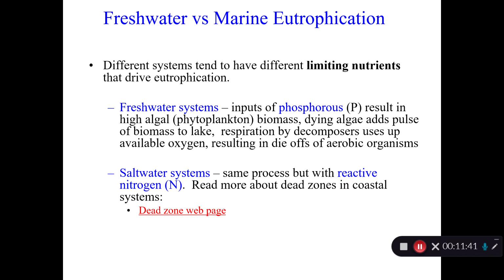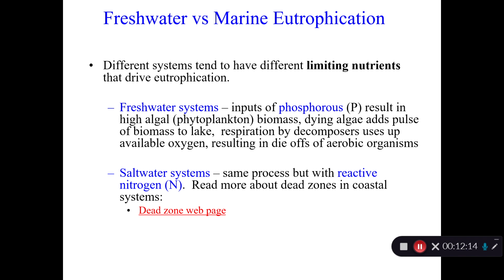So in freshwater systems, they tend to be phosphorus limited, and we'll talk a lot more about this in this class, but the main thing that it means is that if I want a lot more algae to grow in my lake, if I add phosphorus, a lot more algae will grow. So it is the nutrient that tends to limit phytoplankton population growth. So phosphorus tends to be the limiting nutrient in freshwater systems, as opposed to our saltwater systems. Our marine system tends to be limited by reactive nitrogen.